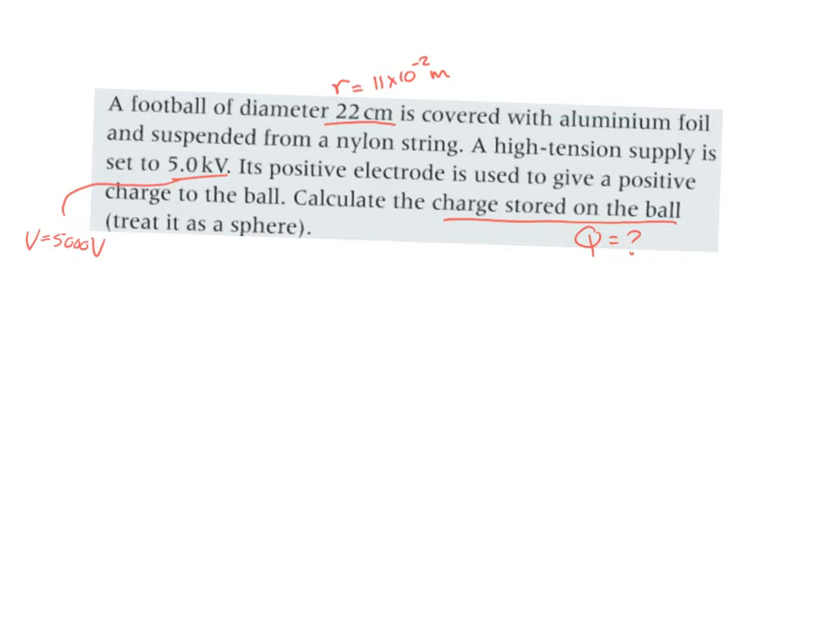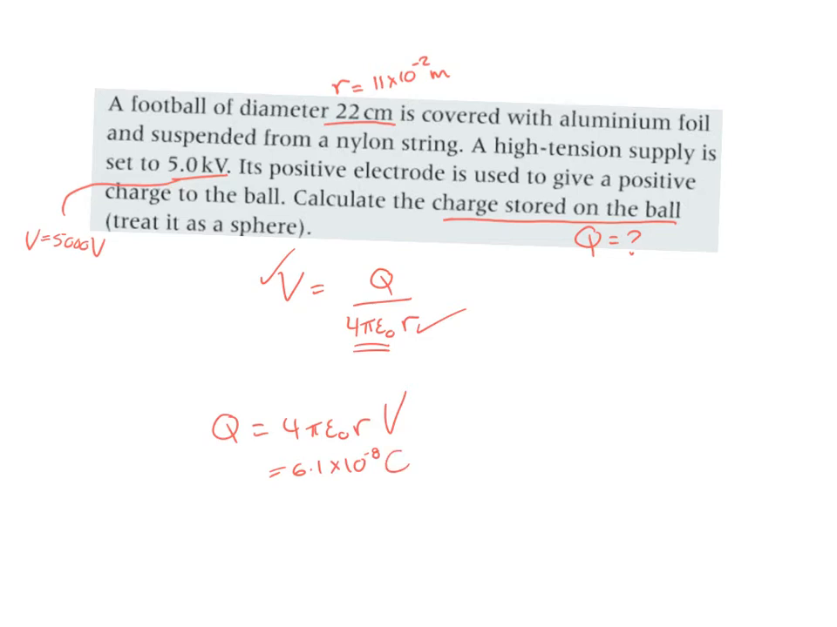We already know that potential is equal to Q over 4 pi epsilon naught R. So I have the potential, I have R. These are all constants, so I have them as well. So I just need to rearrange for Q. So Q is 4 pi epsilon naught R times V. And when I place all the numbers in, I get 6.1 times 10 to the minus 8 coulombs.